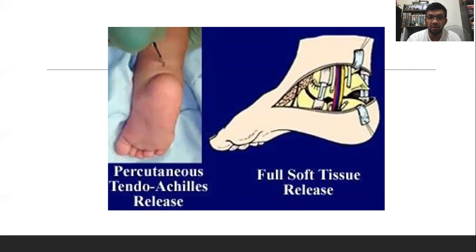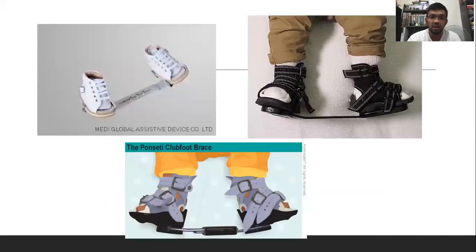So this is the surgical procedure wherein they cut certain ligaments and elongate the tendons of the child. These are the foot braces or the shoes that are intended for infants who have clubfoot once casting has been done.